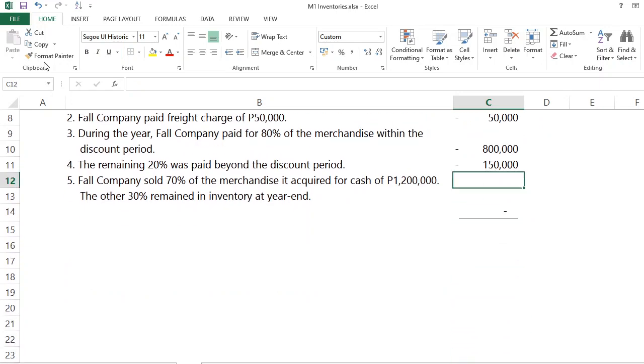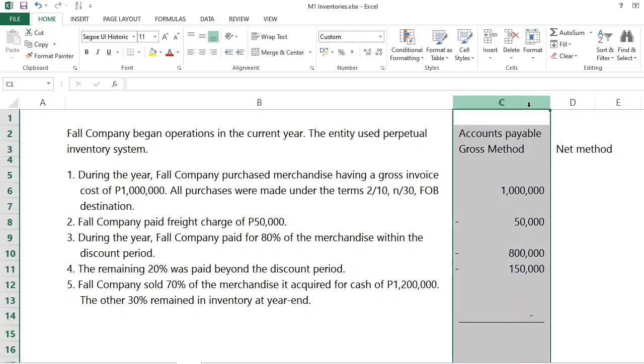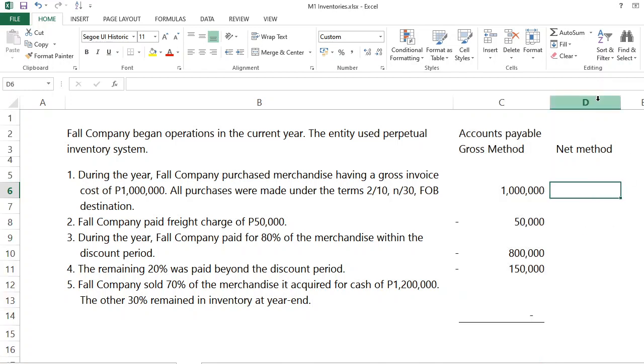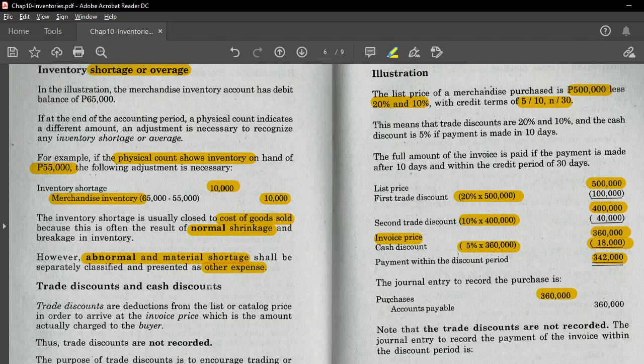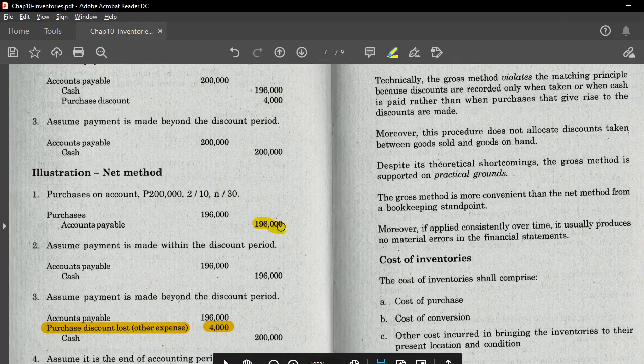Nabayaran mo na lahat. Using your net method, on the other hand, I guess there would be no difference, zero pa rin sa end, pero magkaiba ang records along the way. So since you are using the net method, that would be 1 million times 98% kasi 2% ang discount. So you have 980. And then, net method, accounts payable. Balikan natin. Ayan, naka-net daw. So, dapat naka-net sad.